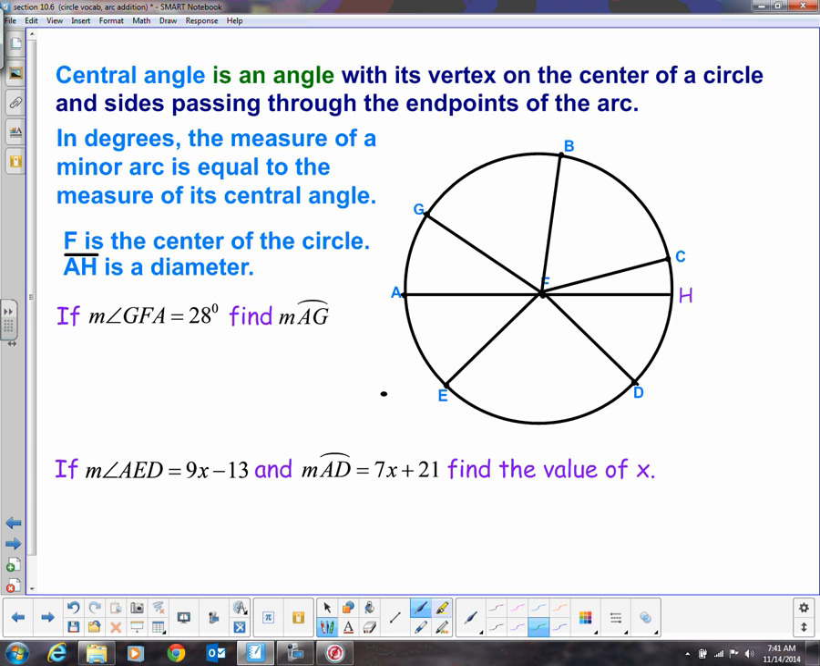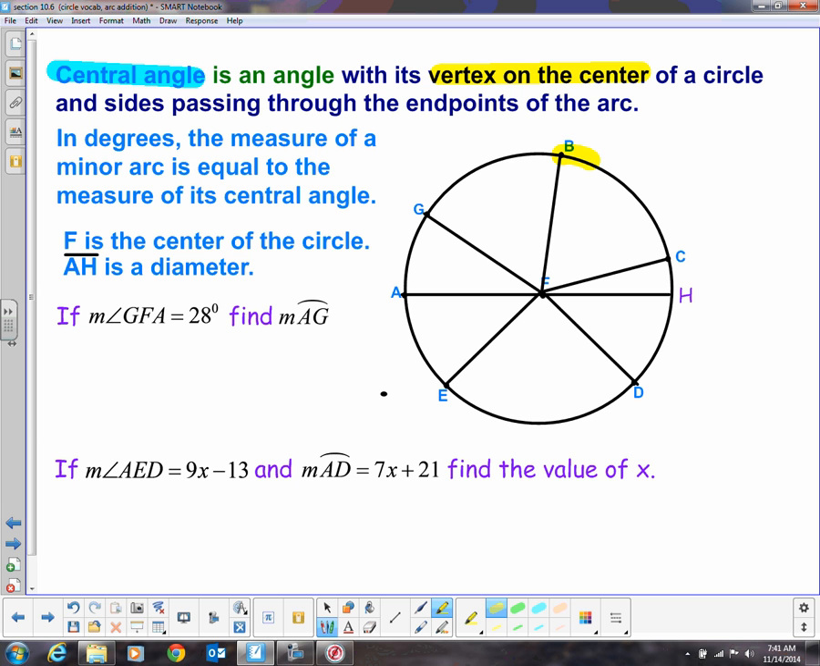So now we're going to talk about a central angle. This is our first angle I'm introducing you to. We're going to have lots of them before we're finished. A central angle is an angle whose vertex is on the center. The vertex will change as we go through this unit. The sides pass through the endpoints of the arc. So in degrees, the measure of a minor arc is equal to the measure of its central angle.